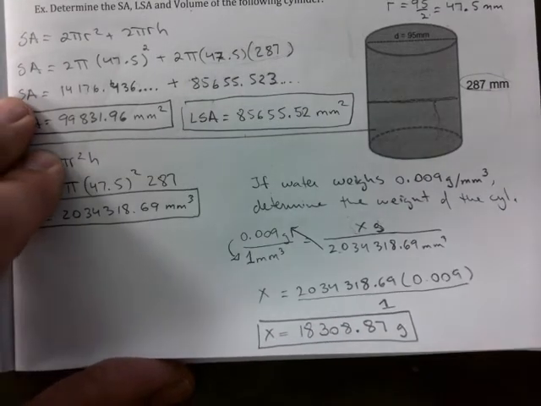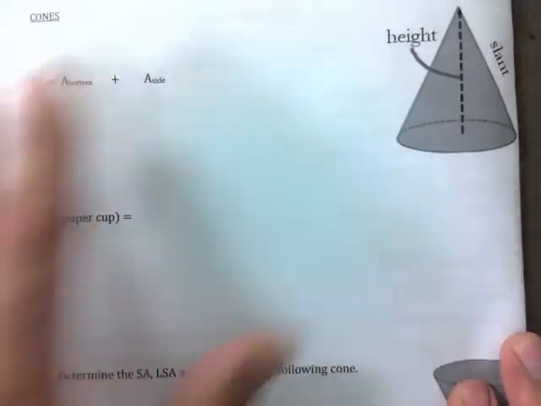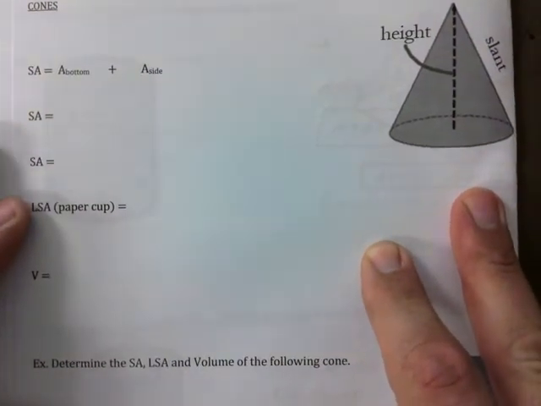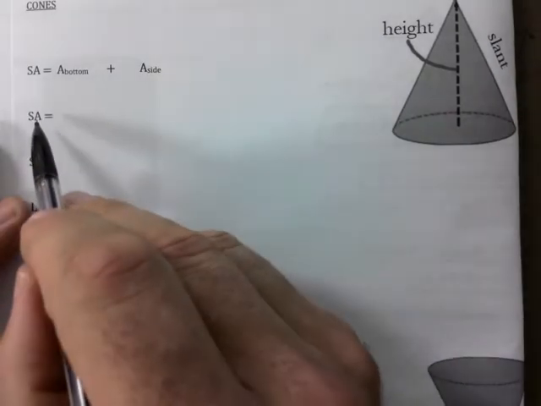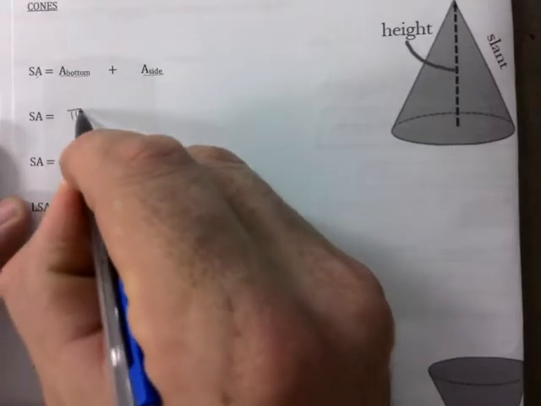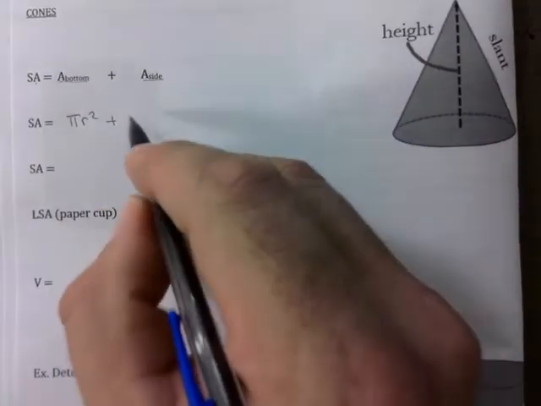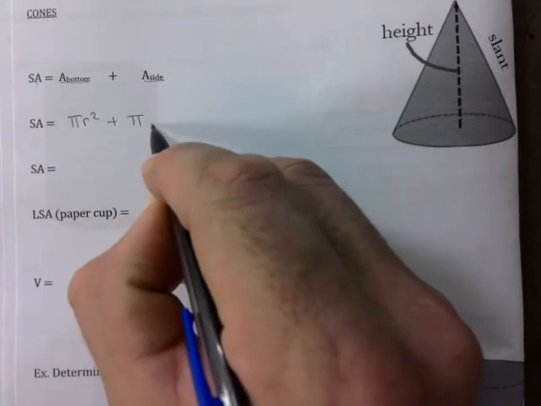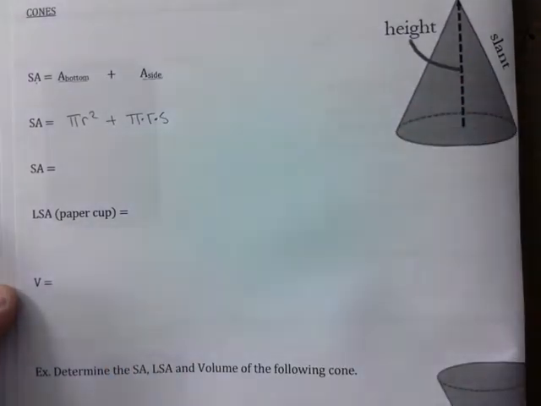Next, two more shapes. Your cone. And a cone is a cousin of a cylinder. That's why I do them back to back. So the surface area would be area of the bottom plus area of the side. Area of the bottom is obviously a circle. And the area of the side, right, it's pi rs. Pi times the radius times the slant. Right? So if you want to put dots in between.